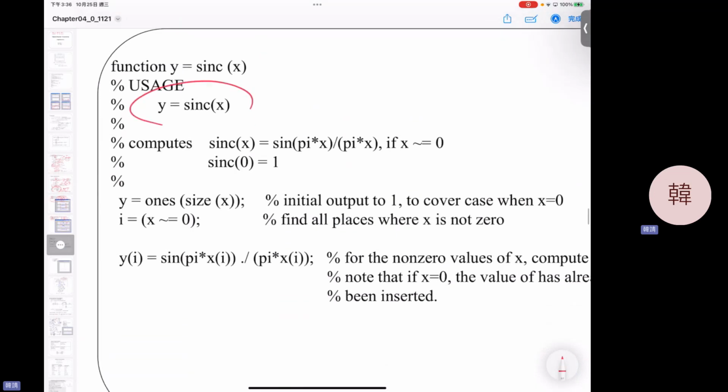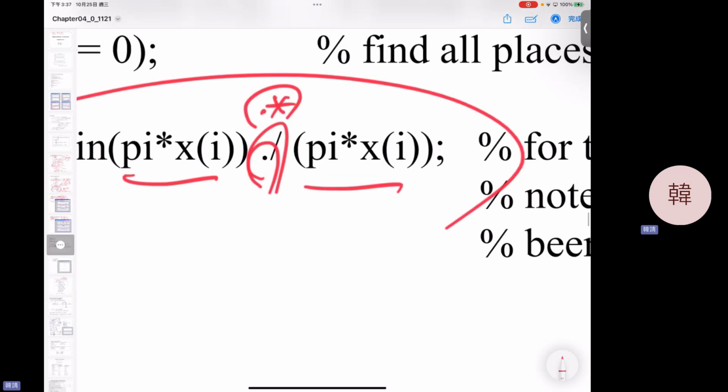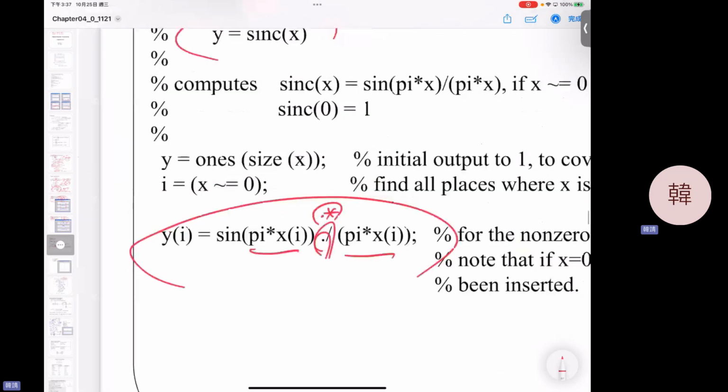I'll give you some method you can try. Okay, it's sin(pi x) divided by (pi x), right? Remember, it's a dot operation. For vectors you have to use the dot operation, so don't miss this one when you type. It is corresponding elements divided by each other. It's not a traditional vector multiplication or vector division. No, it's corresponding element division and corresponding element multiplication. So the vector operation in MATLAB is different. You can type this one and play around.